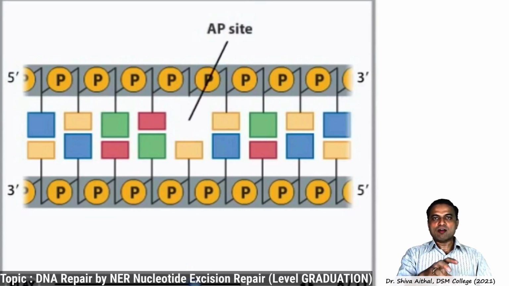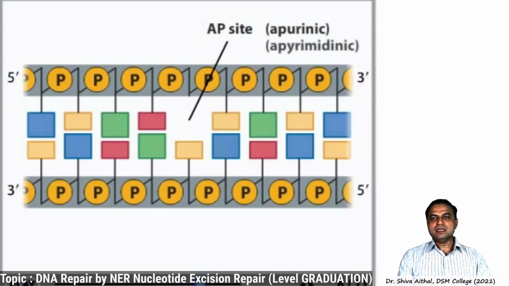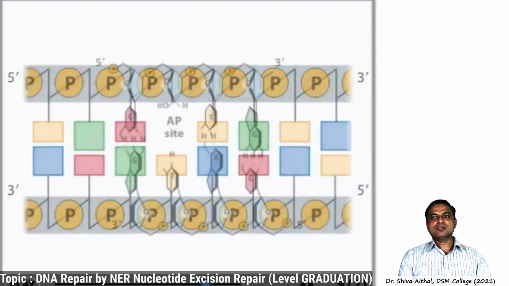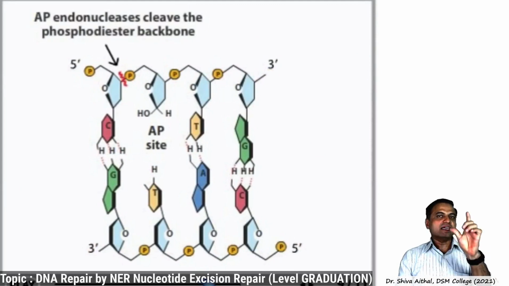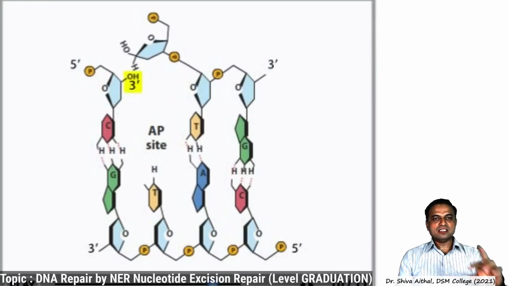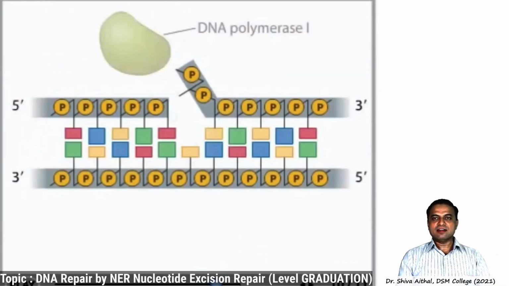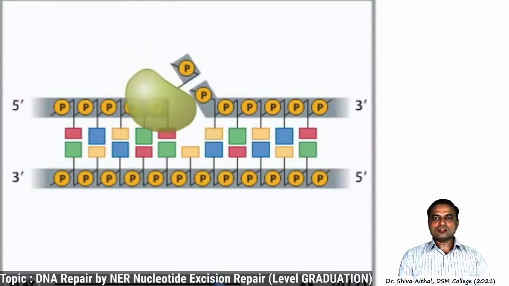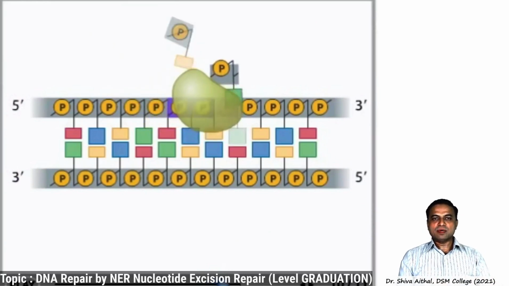It could be a lack of purine or a lack of pyrimidine. It would be a purinic or a pyrimidinic site. In general, it is called an AP site. The next step in this base excision repair involves AP endonucleases, which specifically cleave the phosphodiester backbone at AP sites. As you can see, the phosphodiester bond is broken and the 3' hydroxyl end is left free. This 3' hydroxyl end is a very good site for addition of new nucleotides by the polymerase enzyme.